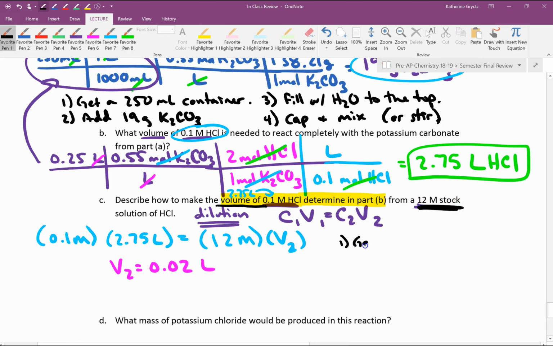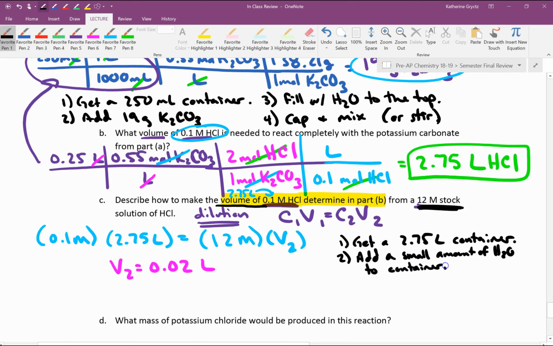So the first thing you got to do is you got to get a 2.75 liter container. Okay. Then there is an issue here. Normally, if you look back at A, what we did is we added the stuff in first, and then we filled it with water to the top. And that's what we should do here. But because we're adding HCl, which is an acid, we learned back in our safety thing that you should add acid to water and not water to acid. So what we're going to have to do is add a small amount of water to the container. We're not going to measure it. It's just going to be a small amount of water to the container so that our safety works.